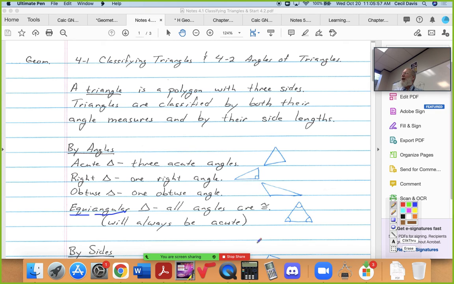In spherical geometry, you can have a triangle that has three right angles. It's a good question. We'll get to equilateral in just a second. And with triangles, there's a special relationship between the two that we won't get to today, but we will on another day. But good question. All right, so that's classifying triangles by angles.